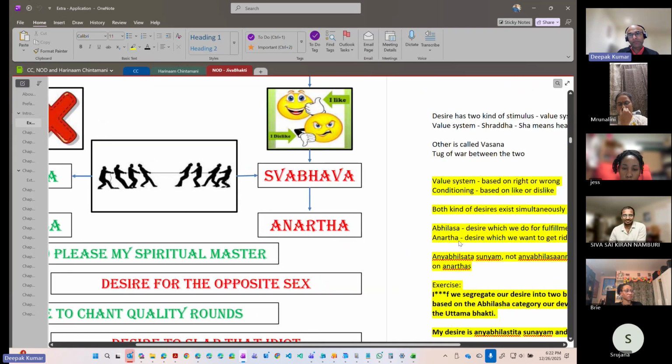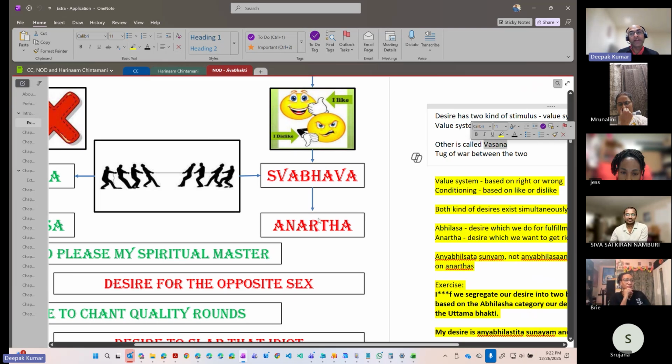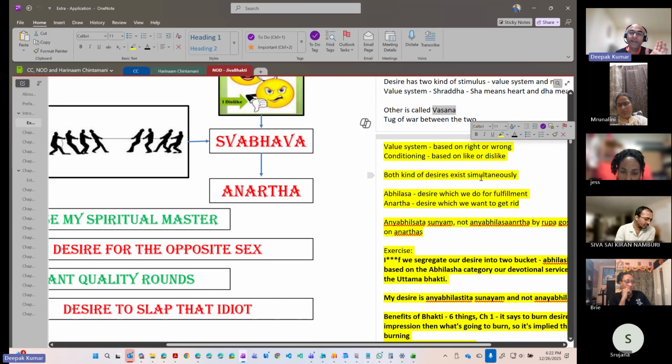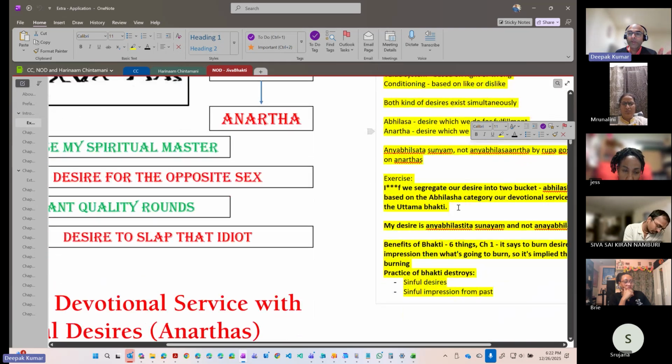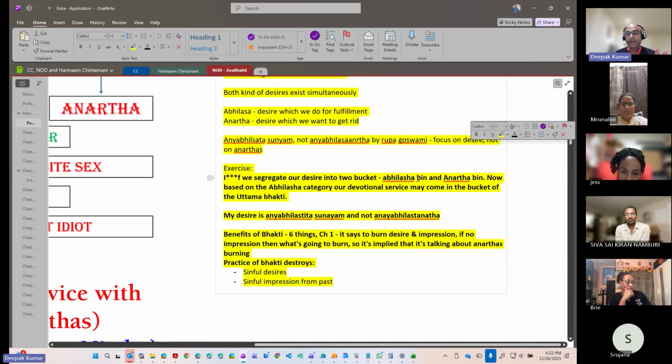Okay. The other word which is used is vasana, right? So vasana is my nature, where I want to enjoy. There's always this tug of war between the two. Value system is based on right and wrong, conditioning is based on like or dislike, and both kinds of desire exist simultaneously, right? Abhilasha is desire which we pursue for fulfillment, anartha is desire which we want to get rid of.